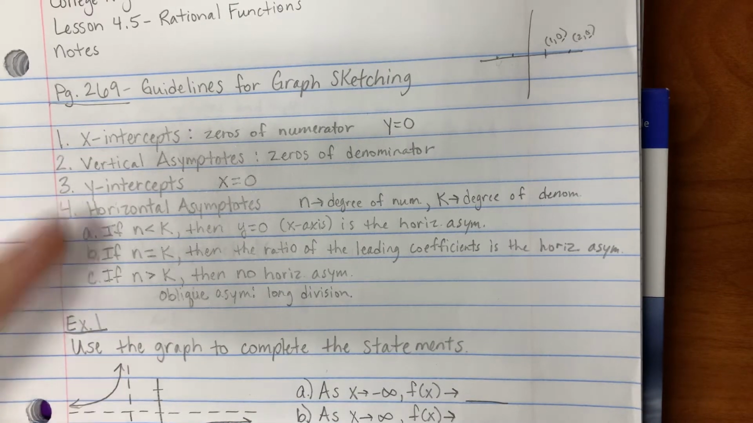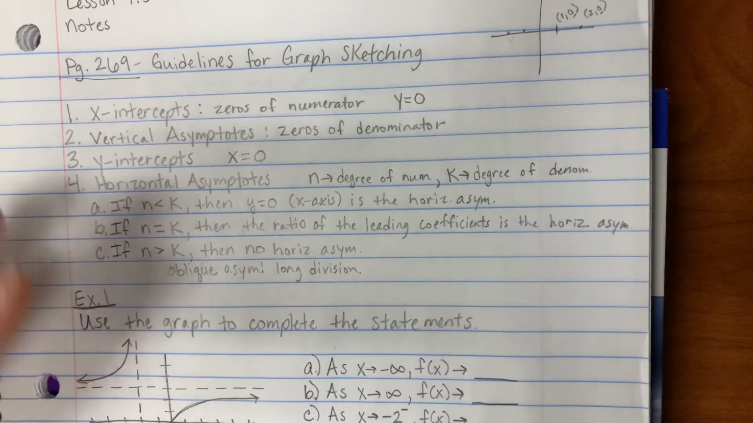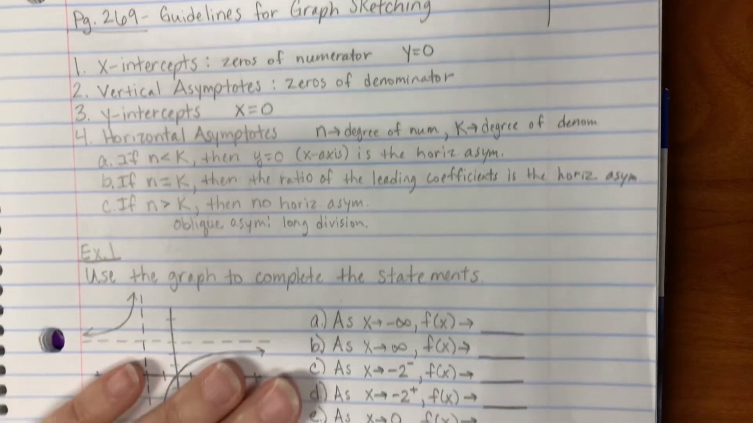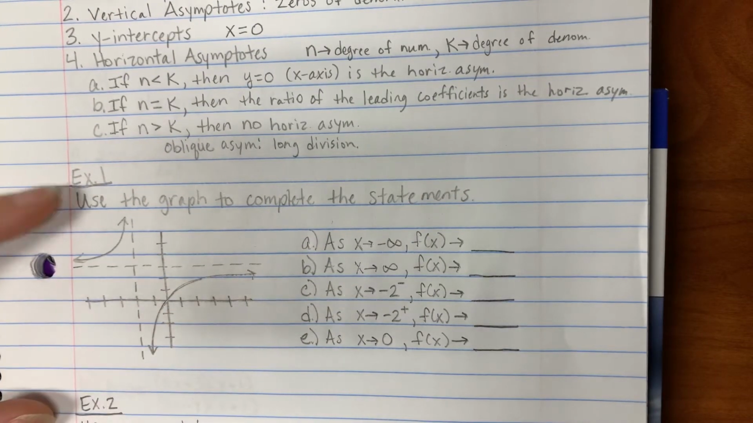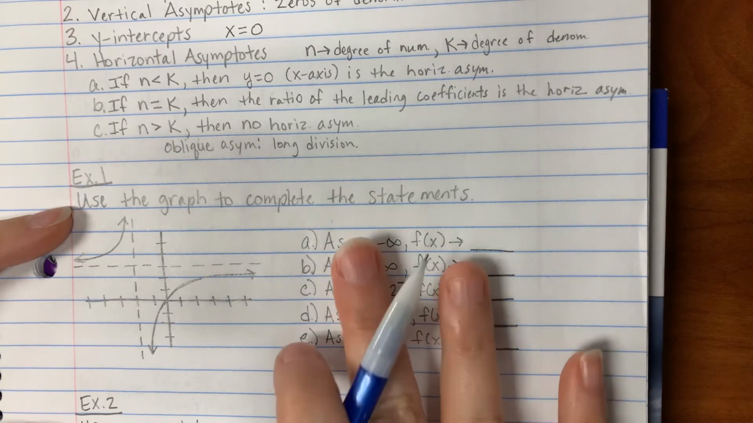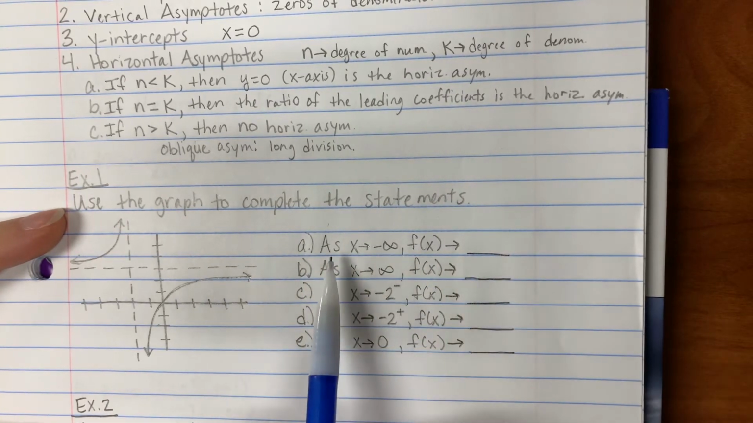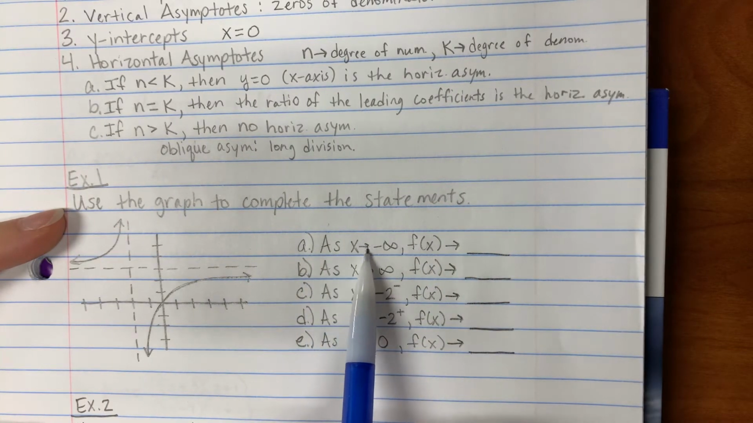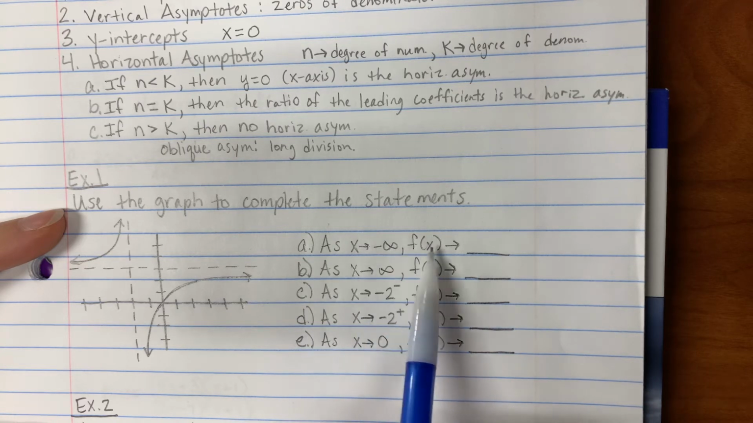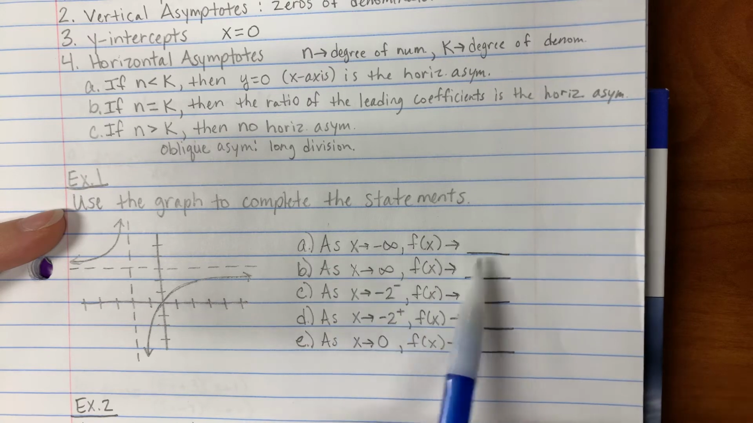Okay, so let's get into the weeds here and see what this looks like. The first thing I'm going to do really has nothing to do with this. They've already graphed it for us, and they want me to use that graph to complete these statements. So this is just some terminology. They want to make sure you know how to read this. So this says, as x approaches negative infinity, f of x approaches what? So that's how you state that.